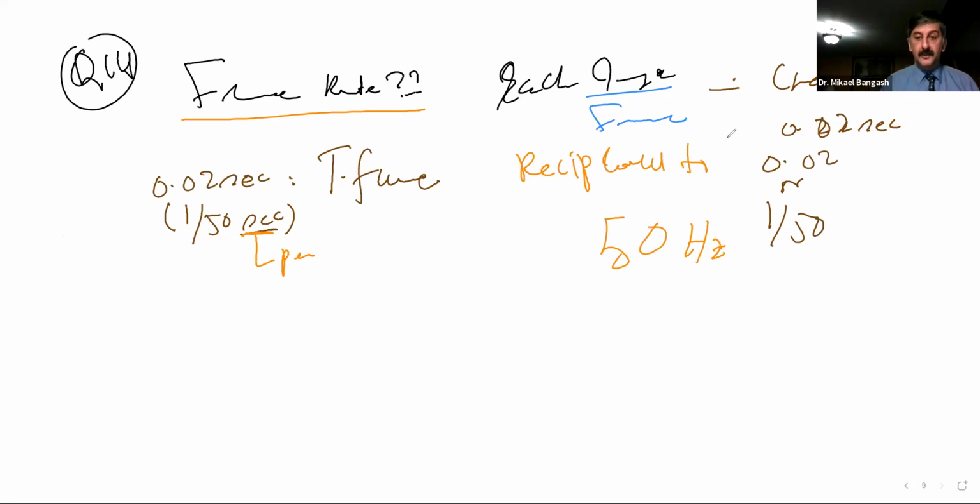So if this was our T frame, that is 0.02 seconds, which means that it would take 1/50th of a second for a frame to complete. Then how many frames will we have in 1 second? That's going to be your frame rate. So the frame rate is going to be 50 hertz.